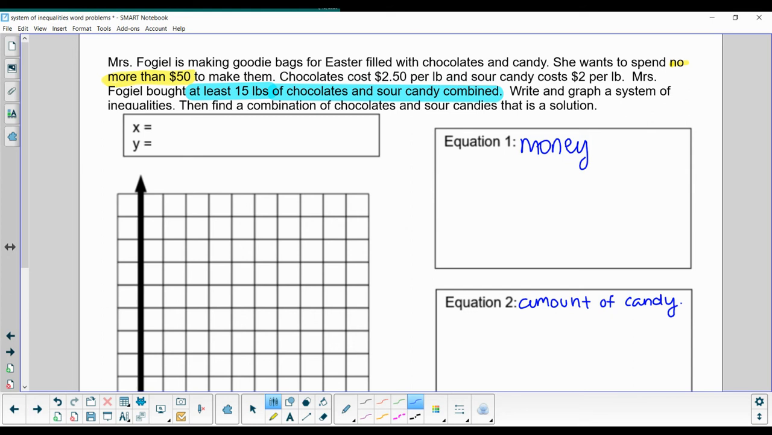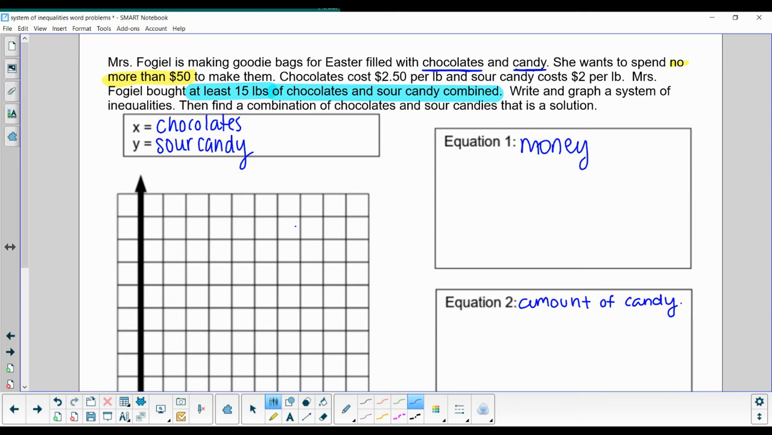So I now need to go back and figure out what is X and what is Y. If I read this, it looks like I bought chocolate and candy. So two things: chocolate and sour candy. So for X, that's going to be my chocolates. And for Y, it's going to be my sour candy. So that means that anywhere I see the word chocolate, I know it's going to be X. Anywhere I see the word sour candy, it's going to be Y.